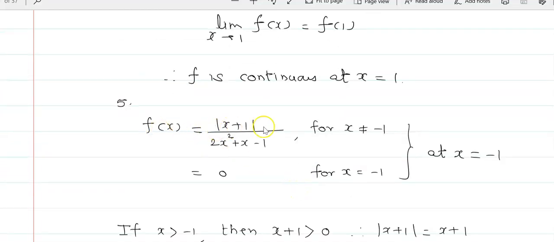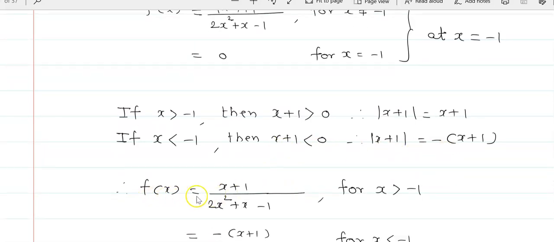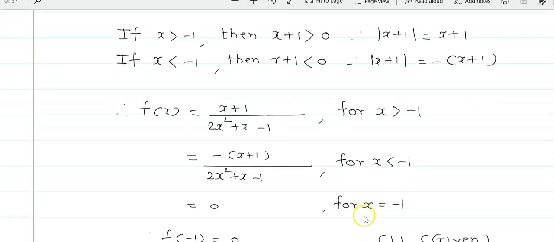f of x is equal to mod of x plus 1 upon 2x square plus x minus 1 for x not equal to minus 1, and 0 for x equals minus 1. For x greater than minus 1, x plus 1 is greater than 0, and mod of x plus 1 is equal to x plus 1. If x is less than minus 1, then mod of x plus 1 is equal to minus in bracket x plus 1. Therefore, f of x is equal to x plus 1 upon 2x square plus x minus 1 for x greater than minus 1, minus of that for x less than minus 1, and equals 0 for x equals minus 1. Now here f of minus 1 is 0.